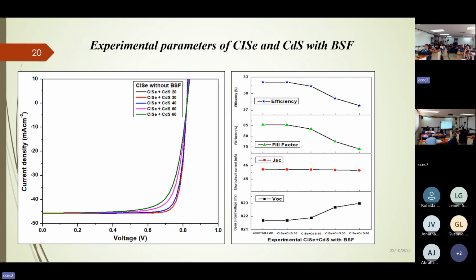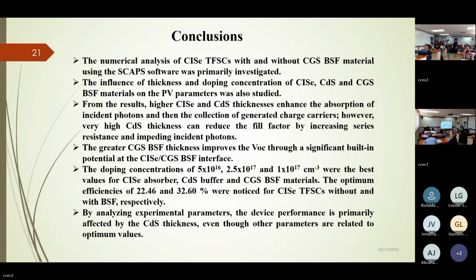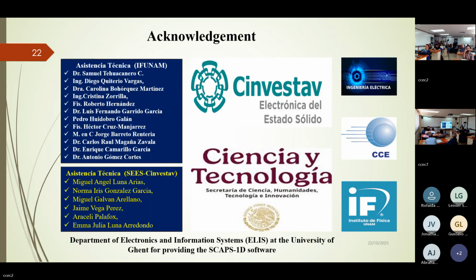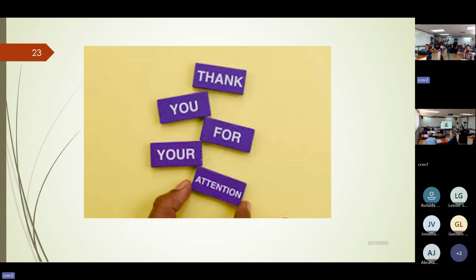One minute, because we need time for questions. I almost finished. So what I wanted to show is that using BSF has the chance to improve the efficiency, and these are the conclusions, but they are based on my results. I would like to thank all those who helped me in my investigations. Thank you very much.